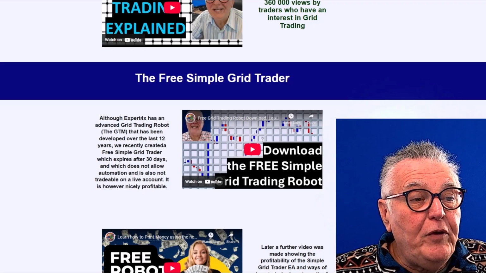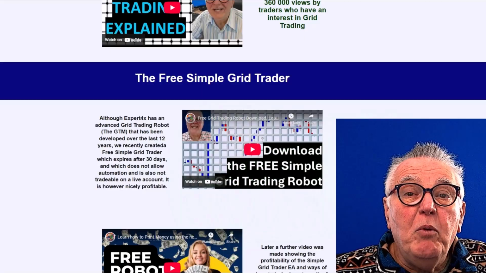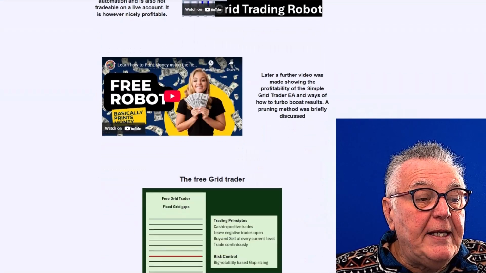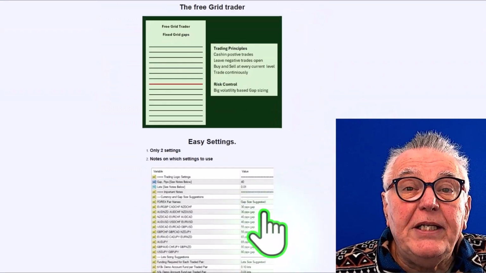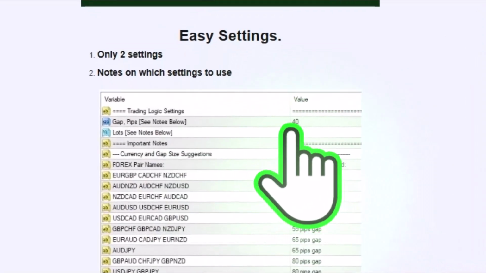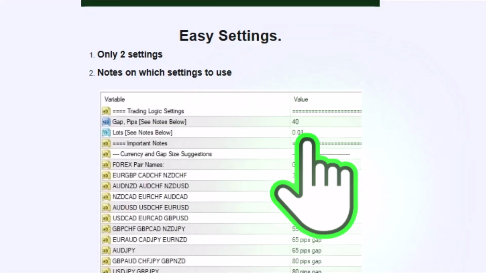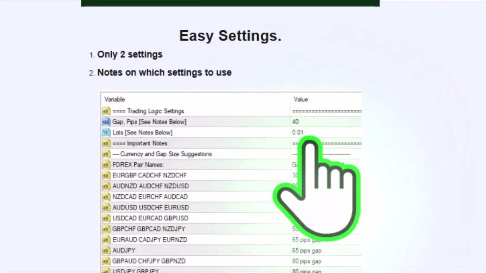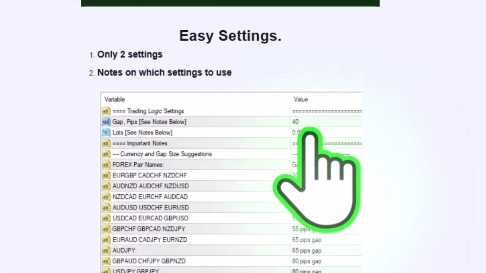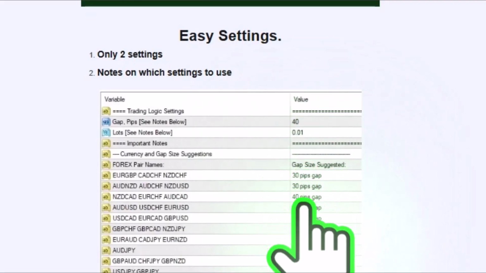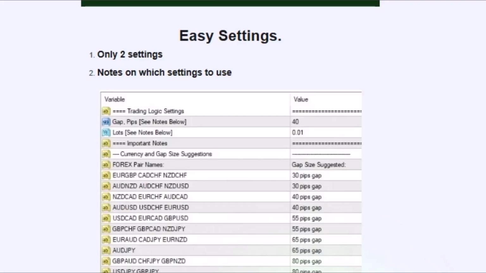Now there's a few videos you can go and watch to tell you more about it, but essentially you can see here there are 2 settings. You need to tell the EA what your grid gap size is and what kind of lot sizing or position sizing you're using. 2 things, and we actually tell you the sizes of the grids and the lot sizing that you should use. No thinking required, just plug and play. And I'll show you why it's plug and play, because of the results that we're getting trading those particular settings.